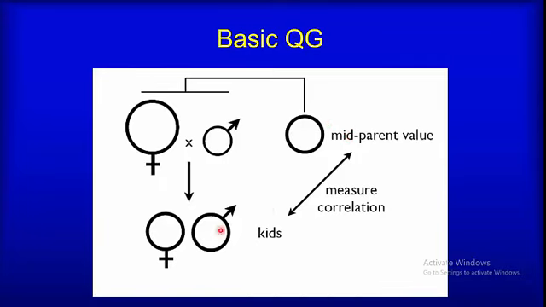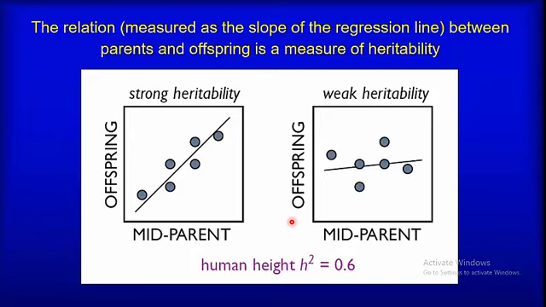Now you take all the kids of this particular pair and measure the same trait across all of them, and take the average across all the offspring. That is the average offspring value, right? So in order to see whether this is influencing this or not, you measure a quantity called the correlation. What does it do?